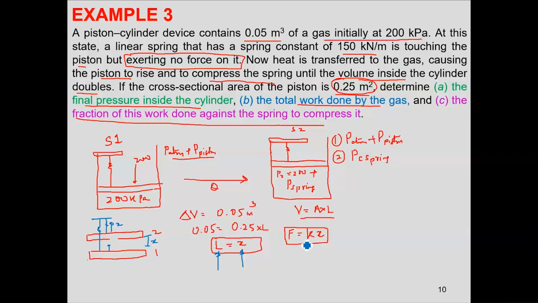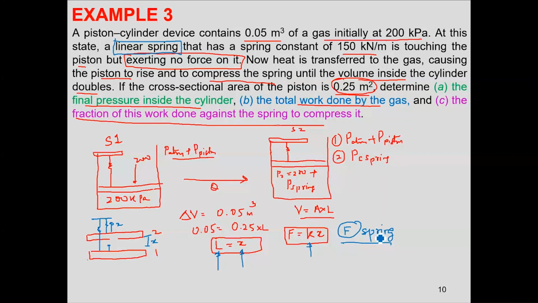If I know that, I can apply Hooke's law and say that F is equal to kx. K is known to me since it says that it's a linear spring. K is essentially 150 kilonewton per meter. X is known to you. You can find out the force associated with the spring. Is it clear to you?